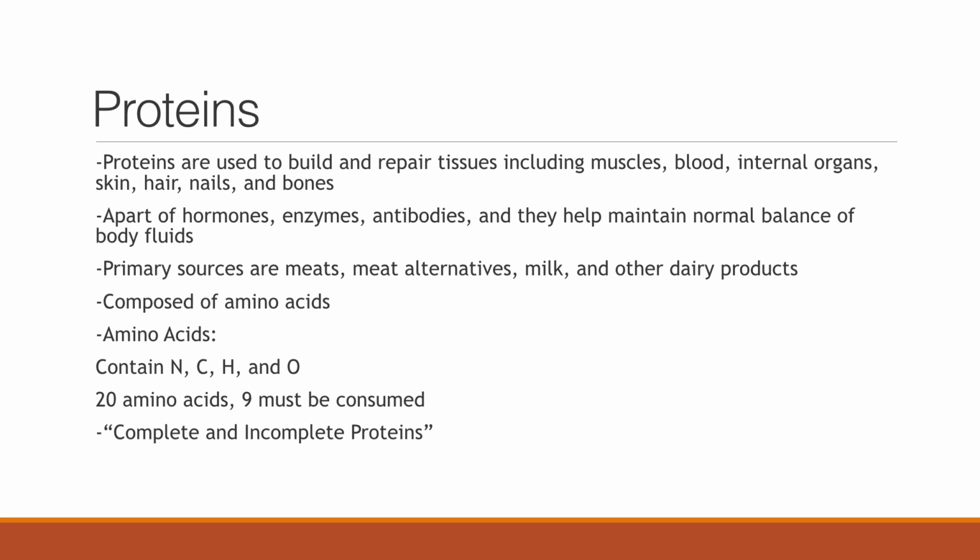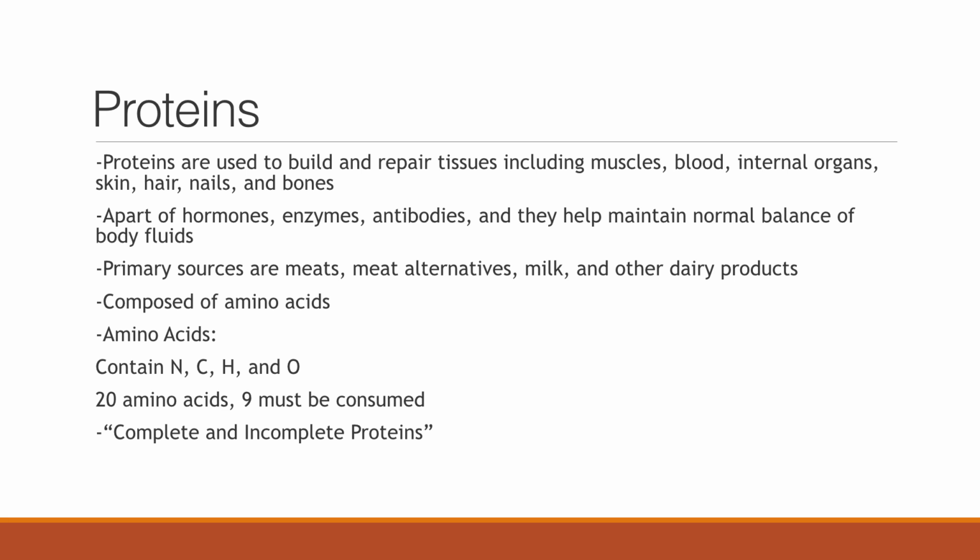Proteins are used to build and repair tissues, including muscles, blood, internal organs, skin, hair, nails, and bones. They are part of hormones, enzymes, and antibodies, and they help maintain a normal balance of body fluids. The primary sources are meats, meat alternatives, milk, and other dairy products. Proteins are composed of amino acids, which contain nitrogen, carbon, hydrogen, and oxygen.